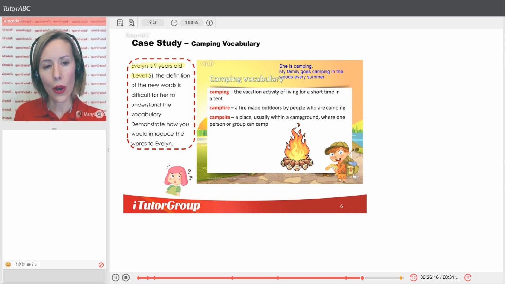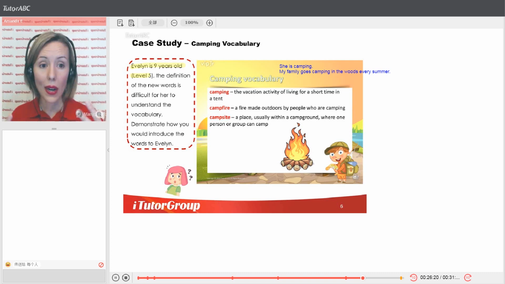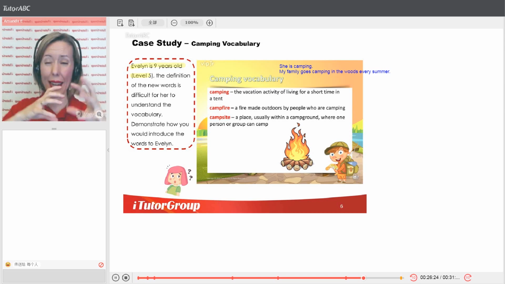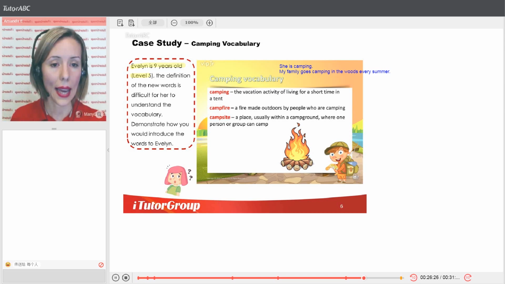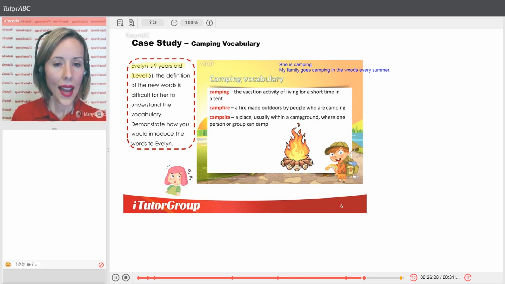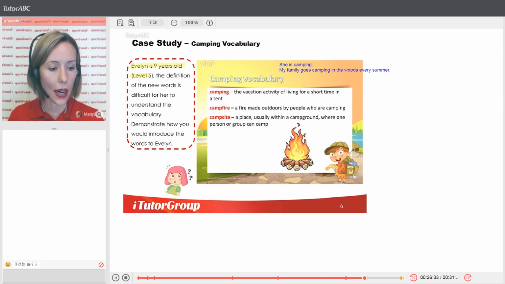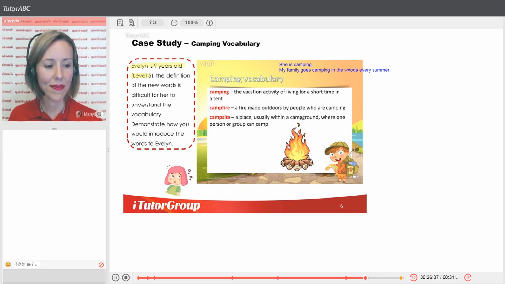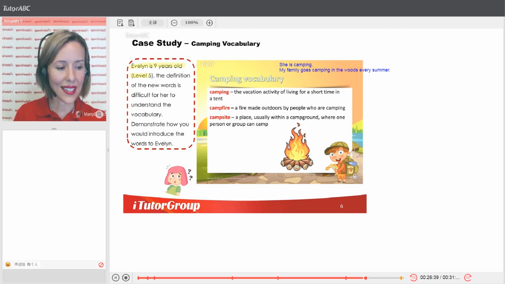So now the student knows it's something families can do together. It's in the woods or in the forest, and it's usually something you do in the summertime. So now she can, out of context, start to piece together what camping might mean. And just to test a little bit of comprehension, I might ask her, do you like camping? And see what she says.